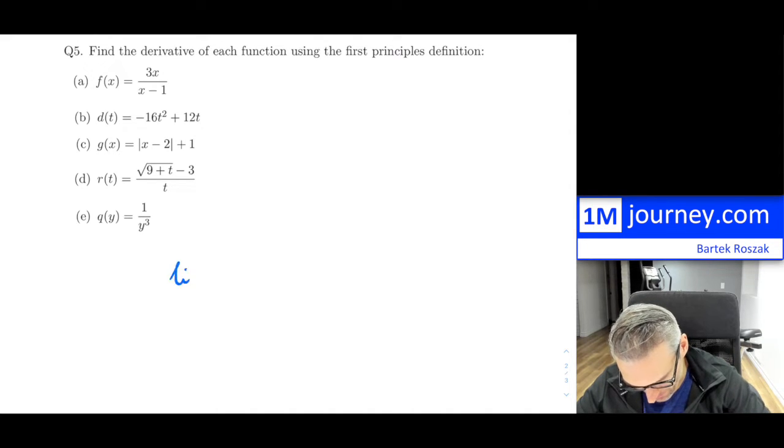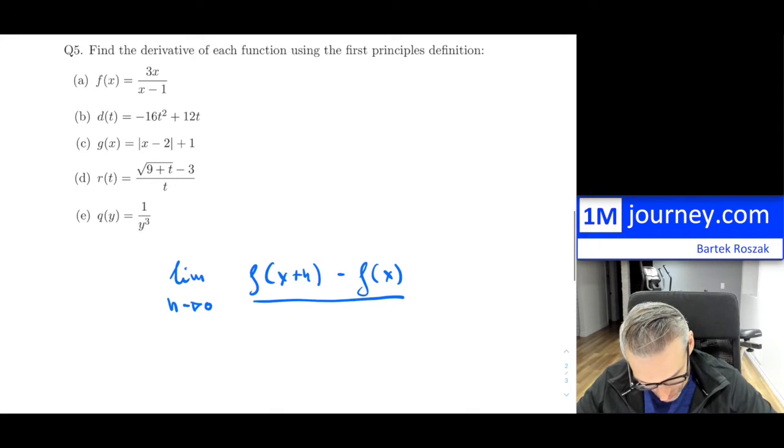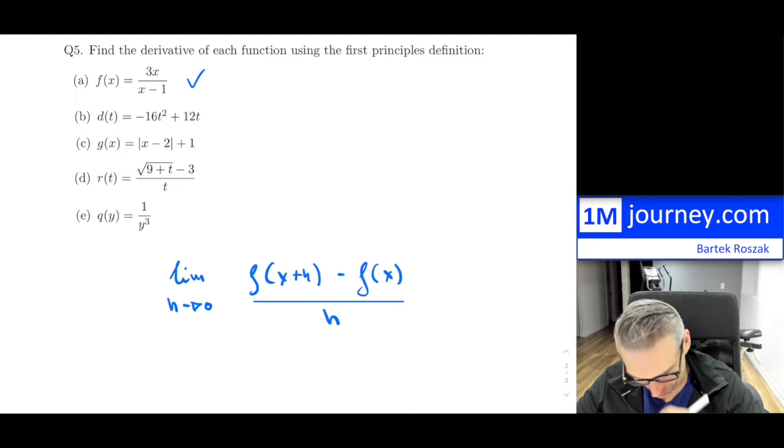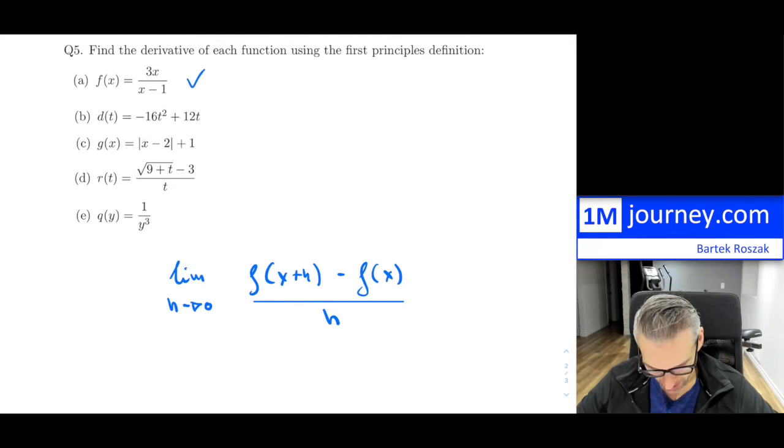This is going to be the limit as h approaches 0 of my function. If you recall, this is going to be f(x + h) minus f(x), divided by h. That's the definition of the actual derivative by first principles. So we're finding really just the tangent, the slope, at all the different points.